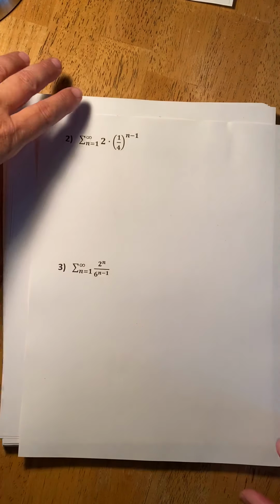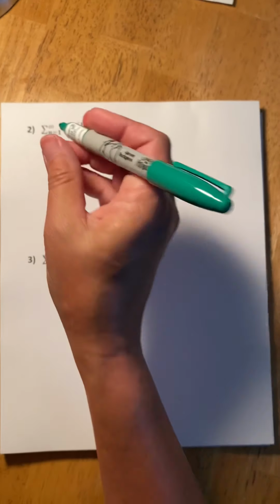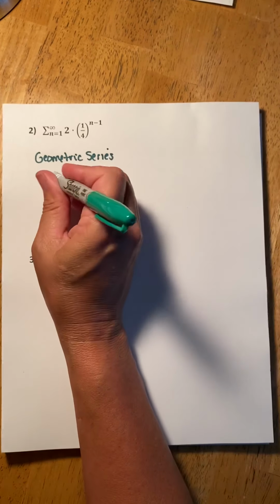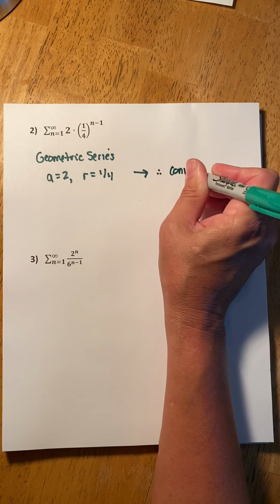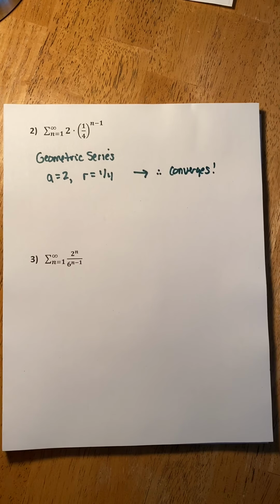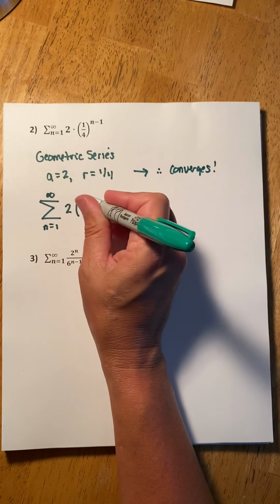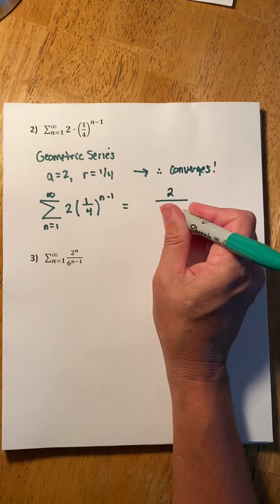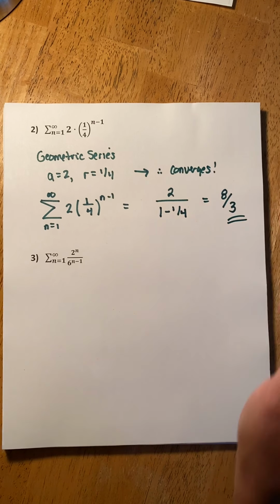Let's practice a couple more of these. 2 times 1/4 to the n minus 1. Well, this is in perfect form. This is a geometric series, right? We have a equals 2, r equals 1/4. So therefore it converges. And we can actually say what it converges to. N equals 1 to infinity. So if you sat here forever and wrote out the terms of this series and added them up, you would just get a over 1 minus r. And that's 8/3. Now we want exact values always, unless otherwise stated.